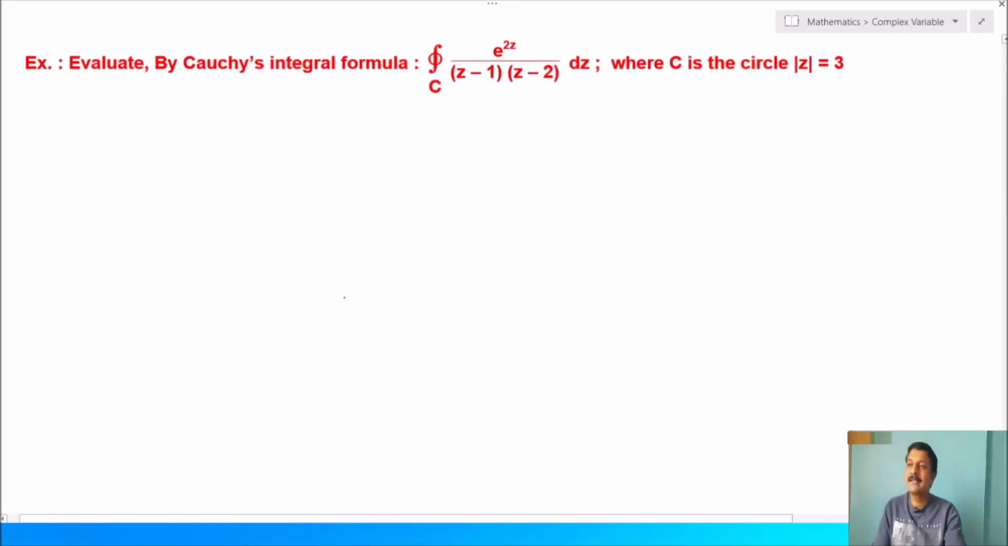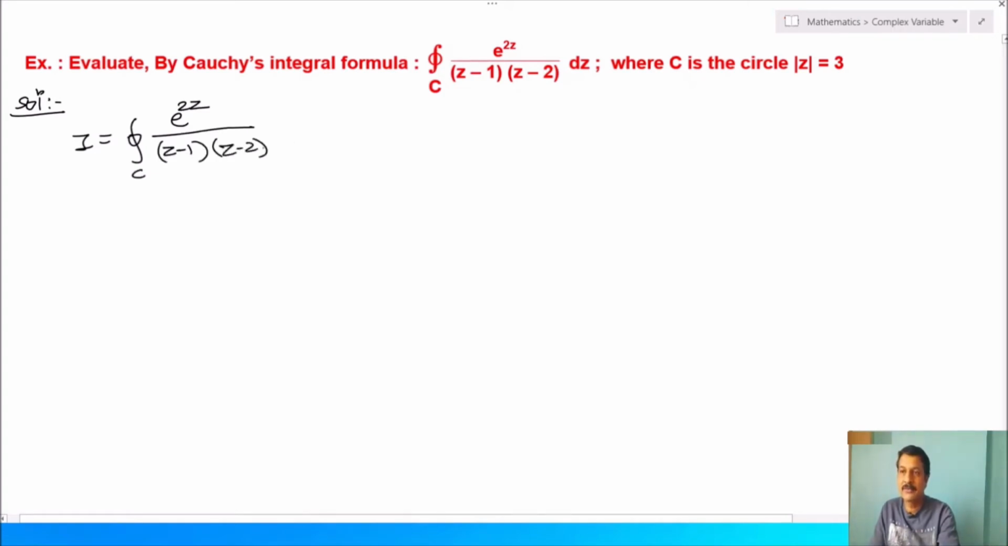Consider another example on Cauchy's integral formula: integration over c e raised to 2z upon (z minus 1)(z minus 2) dz, where c is the circle mod of z equal to 3. Solution: consider the integral I equal to integration over c e raised to 2z upon (z minus 1) into (z minus 2) dz, where c is a circle, mod of z equal to 3.